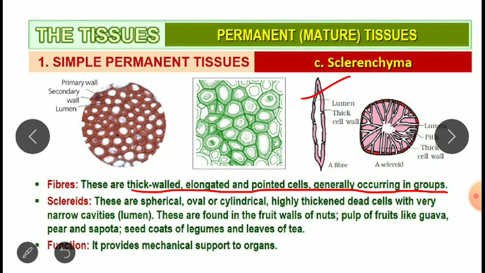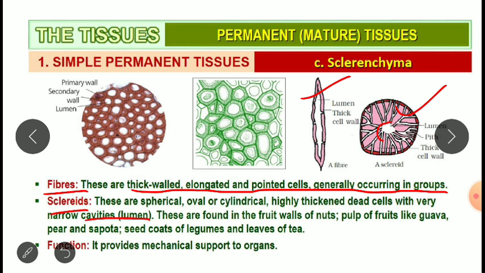To tell you in simple terms, if you have seen a coconut, when you break open the coconut and remove the top layer, the brown color fibrous, thread-like structures that you can see are made up of the fibers. The second one is the sclerites. These are spherical, oval or cylindrical, highly thickened dead cells with a very narrow cavity known as lumen.